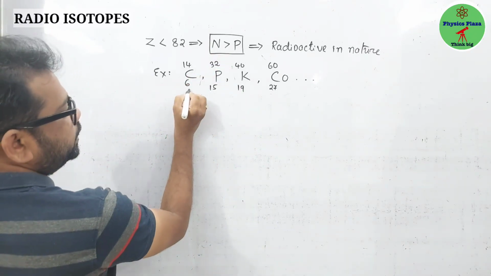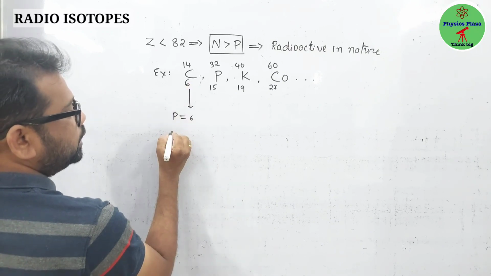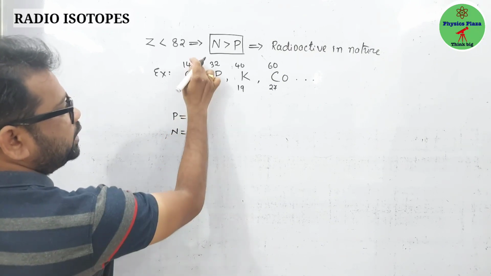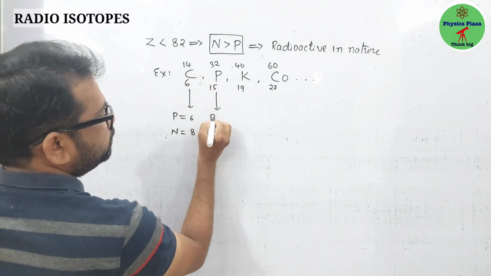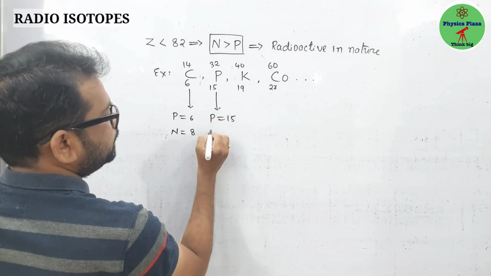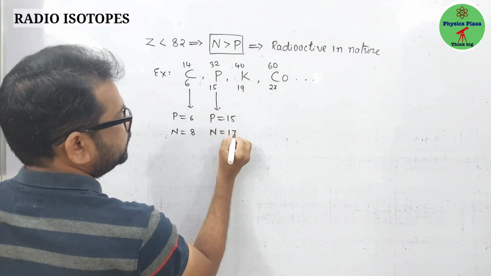Let us see here. In carbon, children, the number of protons is 6. The number of neutrons is 14 minus 6, how much? 8. Okay, let us check here also. The number of protons is 15. The number of neutrons is 32 minus 15, it will be 17.